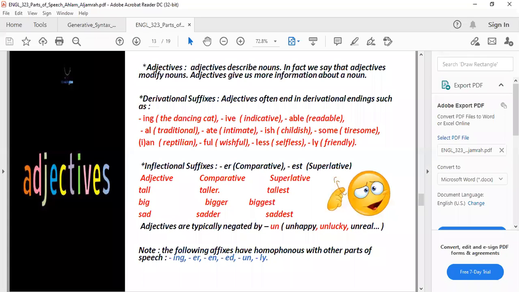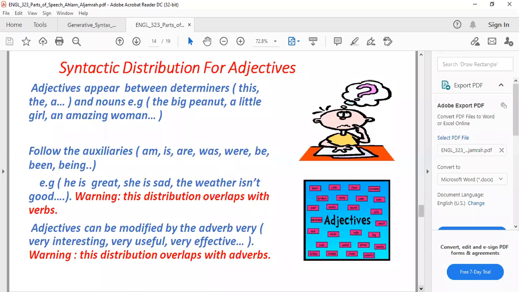The last one, the syntactic distribution of adjectives. Adjectives appear between determiners, this, that, a, and nouns. For example, the big peanut, a little girl, an amazing woman. Following the auxiliaries, am, is, was, were, be, been, being, the verb to be. Like we say, Arij is smart. In this case, smart is an adjective. It follows is.